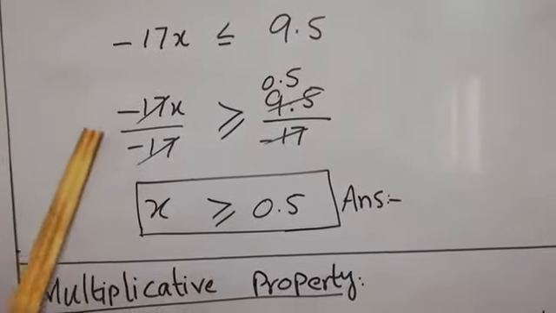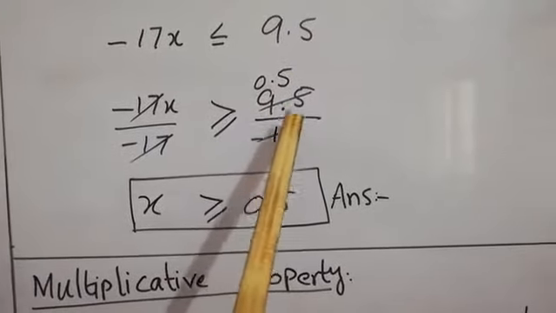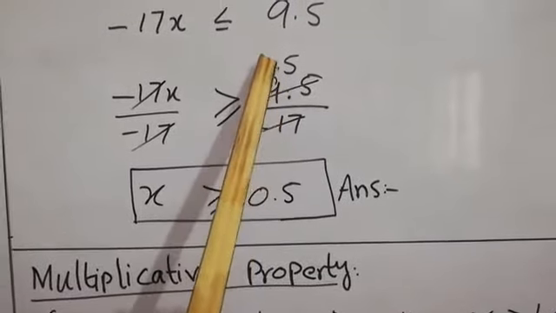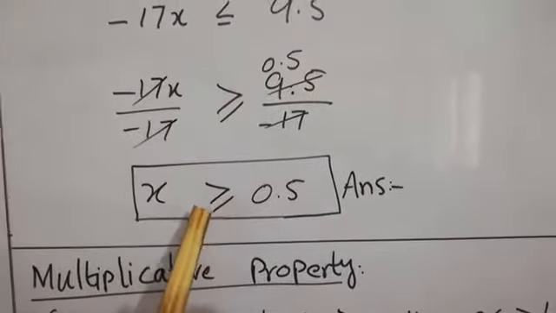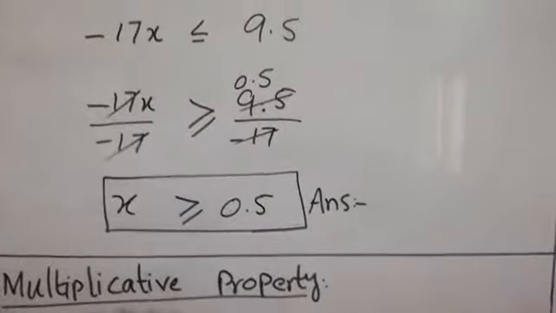So divide this inequation by minus 17, this will be cancelled. 17 fives are 85... 17 fives are 95, so we will put the decimal point after 1 digit. So we will get that x is greater than or equal to 0.5. This is the answer of the first question.